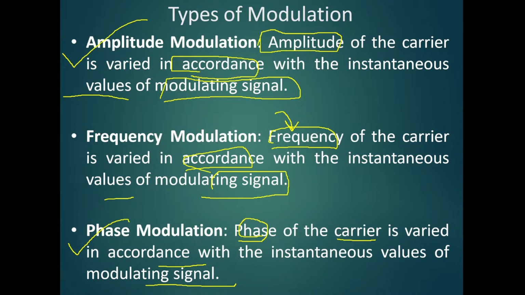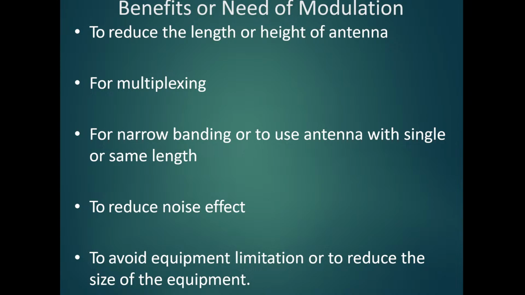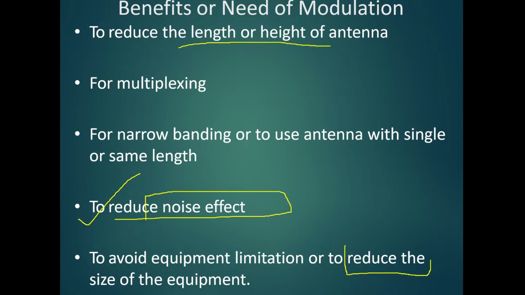Now let's look at some of the benefits, or why we need modulation. The very first thing is to reduce the length or height of the antenna. Next, it might be used for multiplexing. Another important one is to reduce the noise effect. And one of the most important benefits is to reduce the size of the equipment.